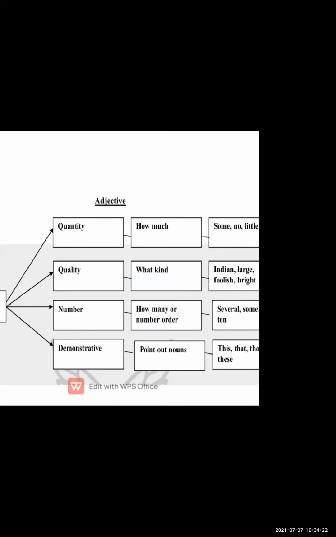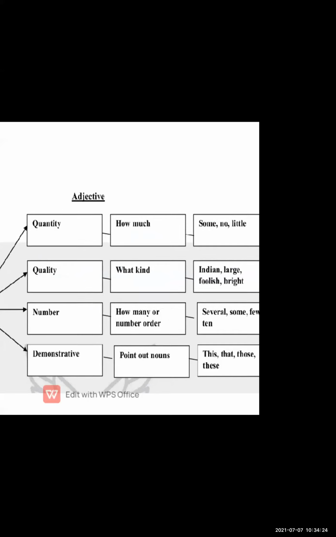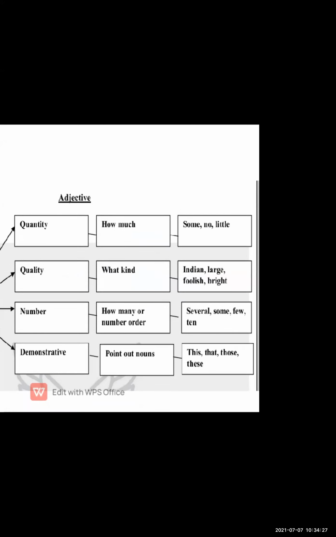Adjective of quality shows what kind of person, what kind of place, that means what kind of noun or pronoun it is. Here first we are dealing with the adjective of quality. That is what kind? Like large, foolish, bright, Indian. These words are examples of adjective of quality. First, we will see adjective of quality. Quality means you are saying the quality of that particular person.